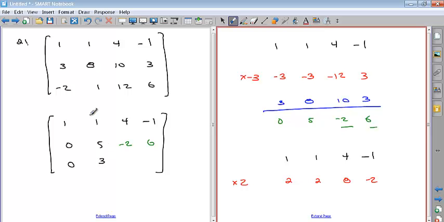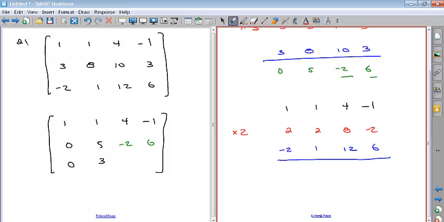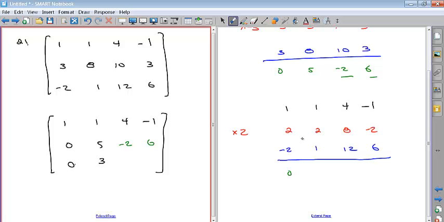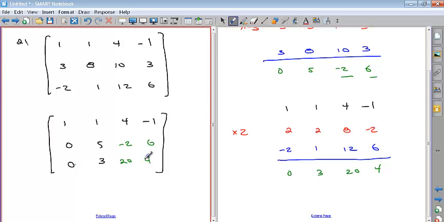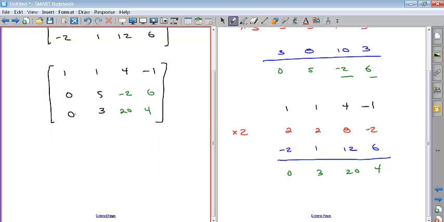Now I add that to the original third row, which is negative 2, 1, 12, 6. I add those two rows together. I get 0 here, which is what I was looking for. 2 plus 1 is 3. 8 plus 12 is 20. Negative 2 plus 6 is 4. So I've got 0, 3, 20, and 4. So that's the first two parts. Then we do one more step.